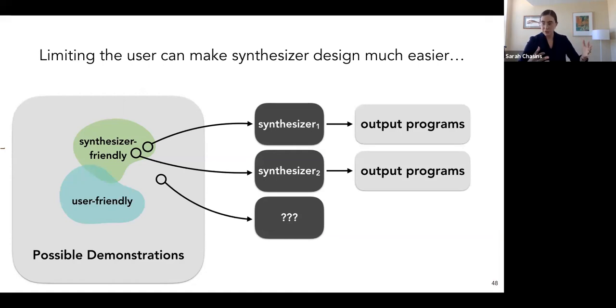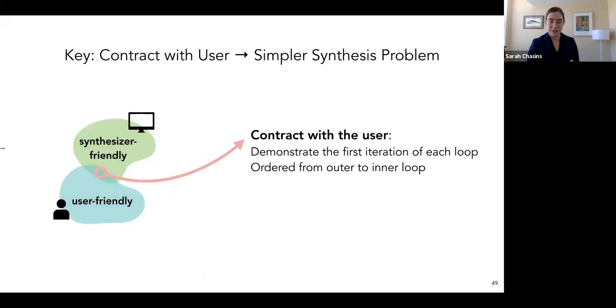If we push too far towards making something synthesizer-friendly, we've seen what happens. We end up making a tool that doesn't work for real users, that's frustrating, that's tough. So we need to find something at that intersection, right? We need it to be something that works both for the machine and for the user. And the way we landed on a simpler synthesis problem that is still user-friendly is by making a contract with the user.